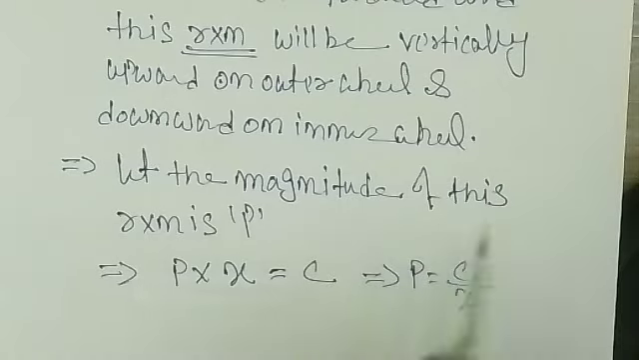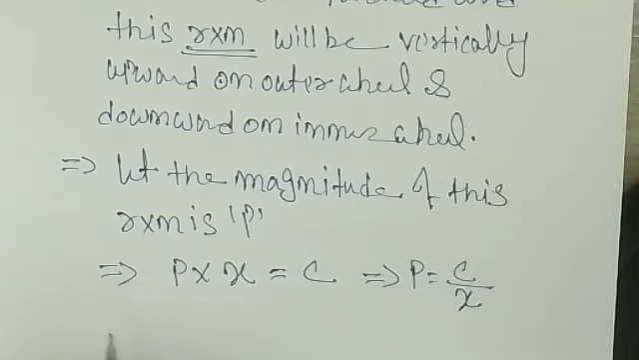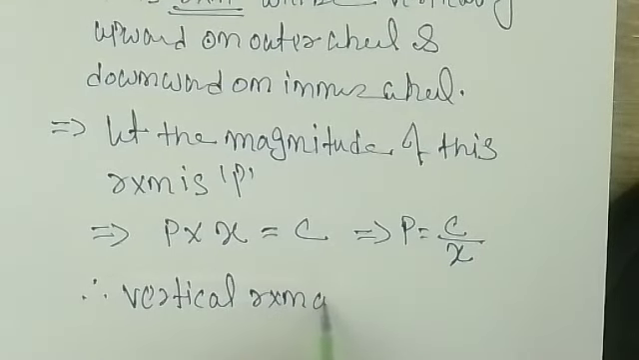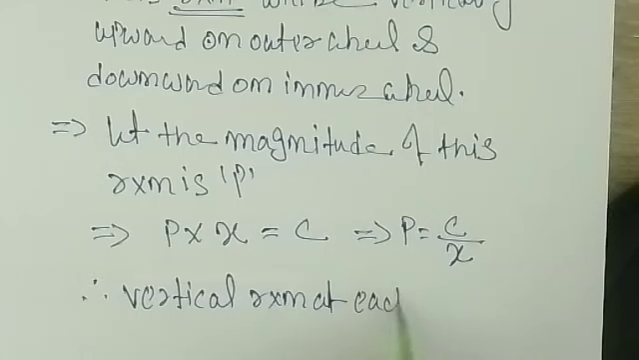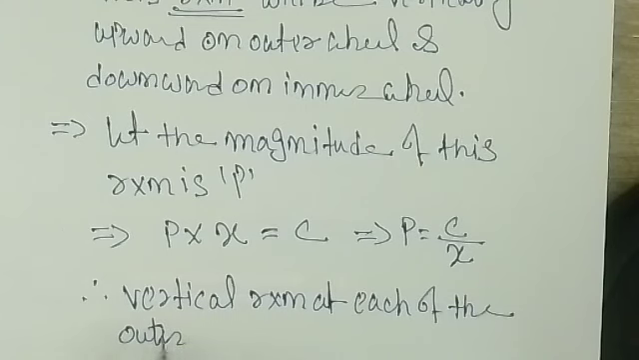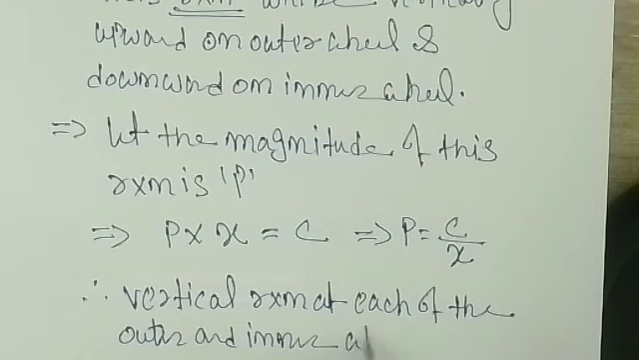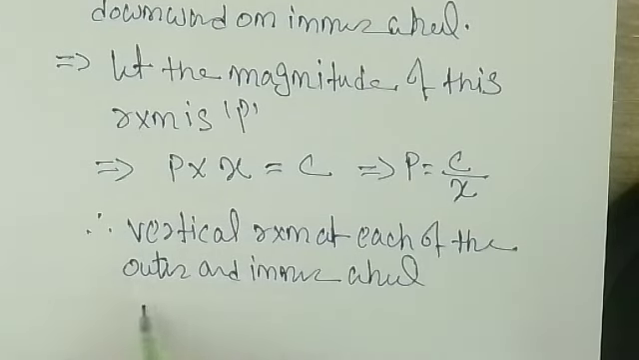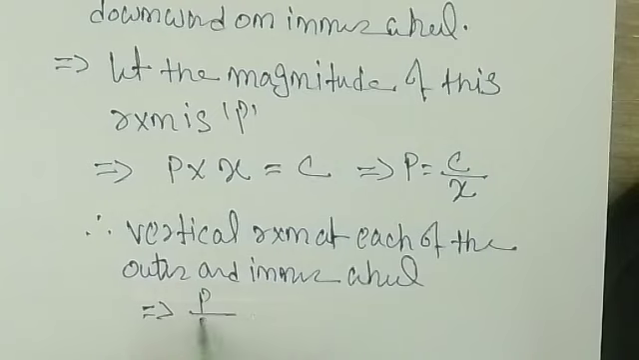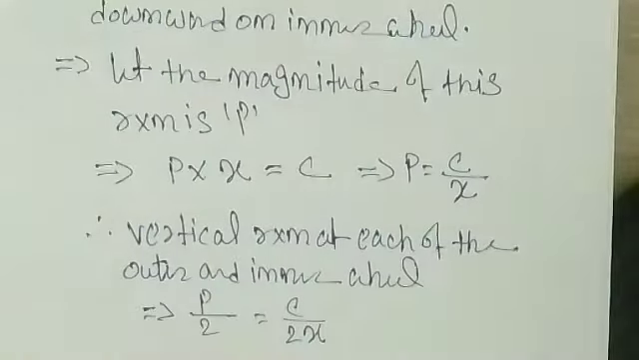So this is the P on one wheel actually, but we are considering outer and inner, right? So you can say therefore the vertical reaction at each of the outer and inner wheel is equal to what? That is equal to P by 2, which is equal to C by 2x. Why? Because on the outer you have 2 wheels and on the inner you have 2 wheels.